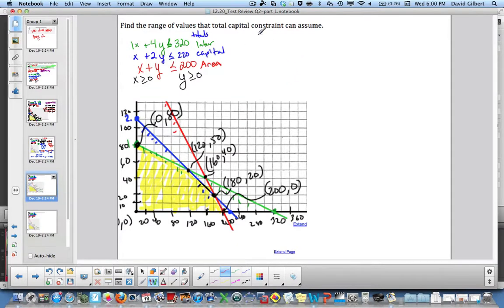Alright, so now we're doing the sensitivity analysis, but it says find the range of values that the total capital, that's one of our constraints, can assume. So what is the range of values that we can have for our capital? Alright, so that's this equation here. You'll notice that it is changed from what I originally typed in the review packet. So you should have got my email that said change this to capital. If not, just follow this example and this elucidates the same principles.